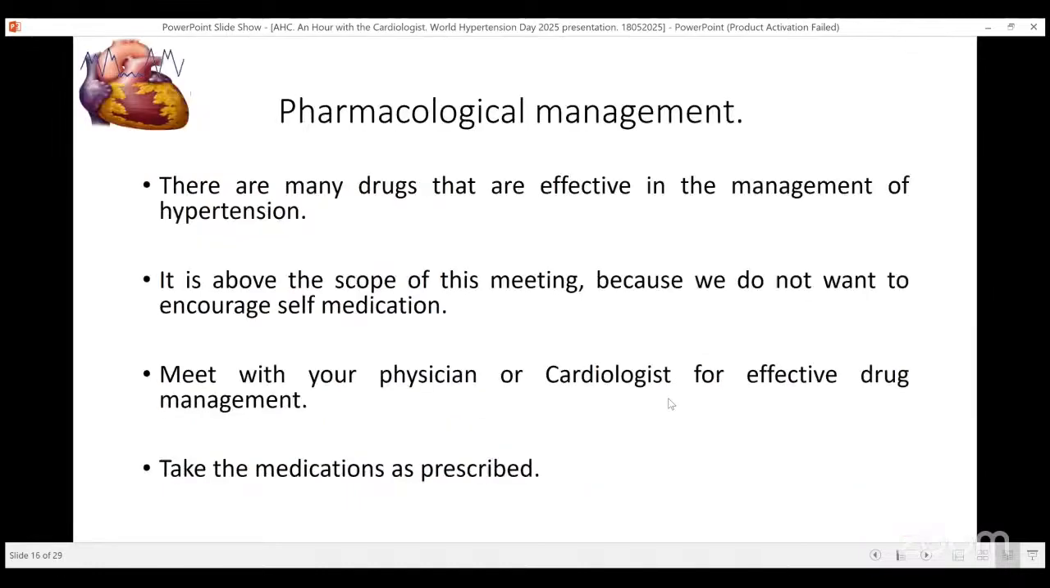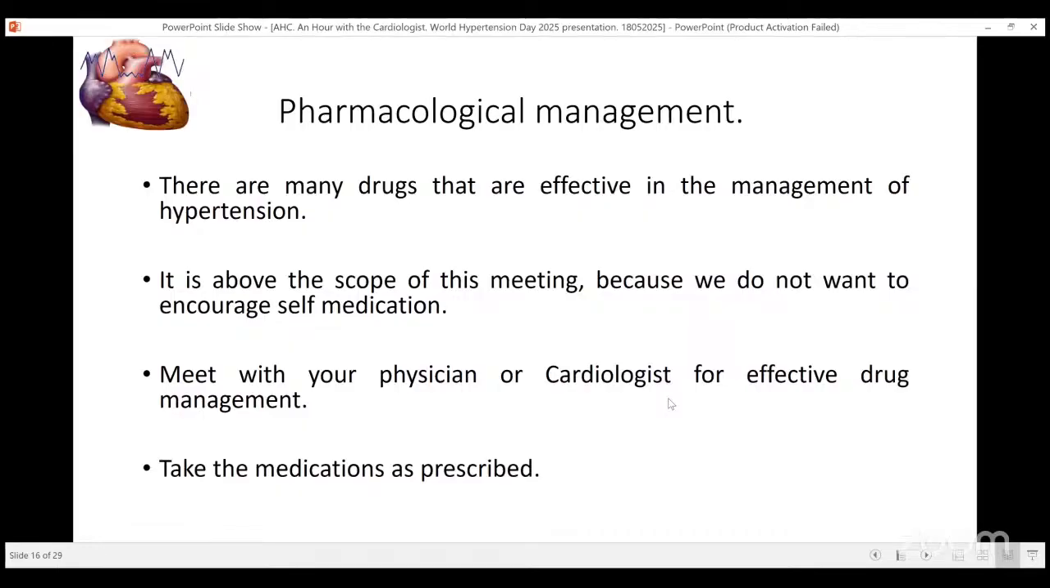Pharmacological management. There are many drugs that are effective in the management of hypertension. It is above the scope of this meeting, because obviously I don't want to start mentioning names of drugs and then tomorrow somebody will say, the doctor mentioned this, let me go and buy it, and will not go to his or her physician. So we're going to reserve that. We're not going to talk about it at all, because we don't want to encourage self-medication.